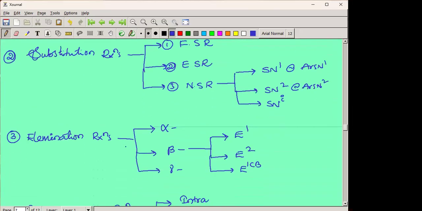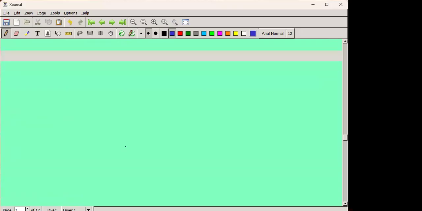Let us see everything clearly. The first one is addition reactions. In addition reactions, atoms or groups, that is reagents, are added to the substrate moiety. Those reactions are considered addition reactions. I'm going to discuss the first kind of reactions, addition reactions.